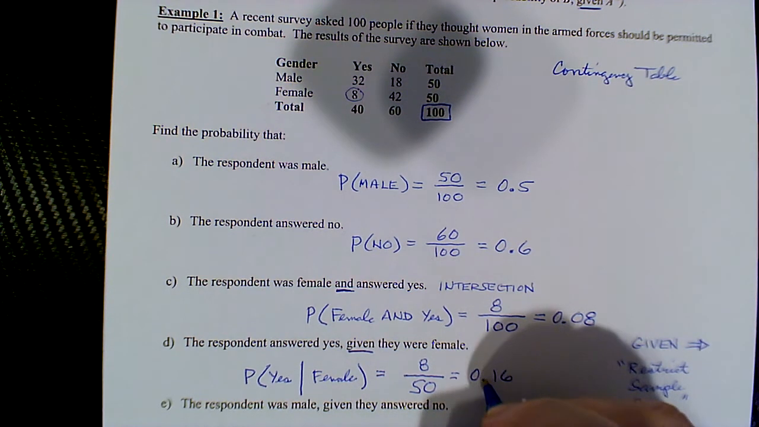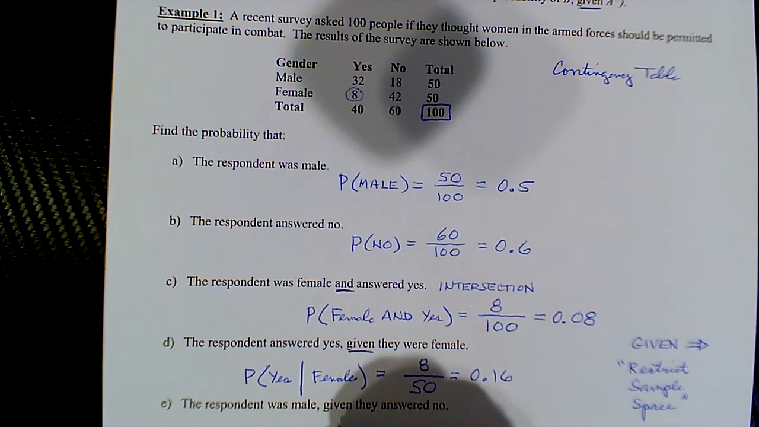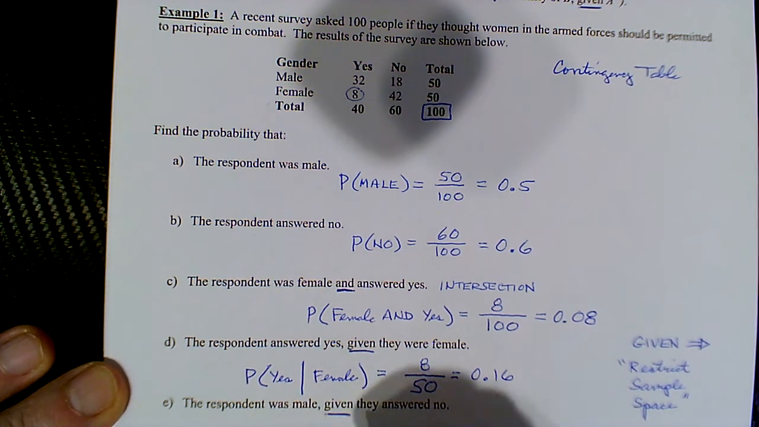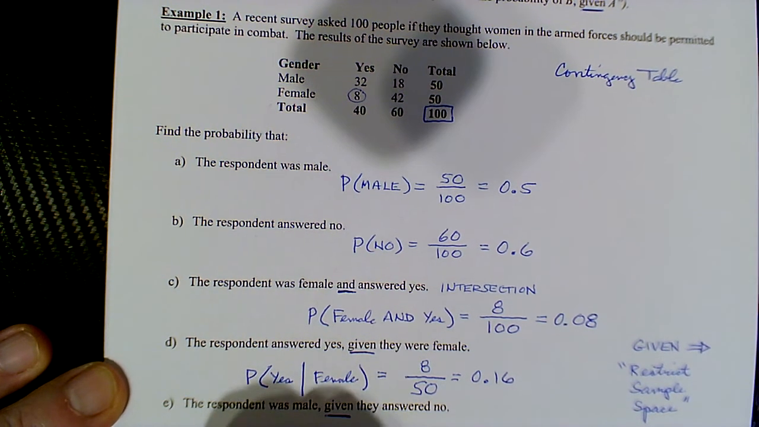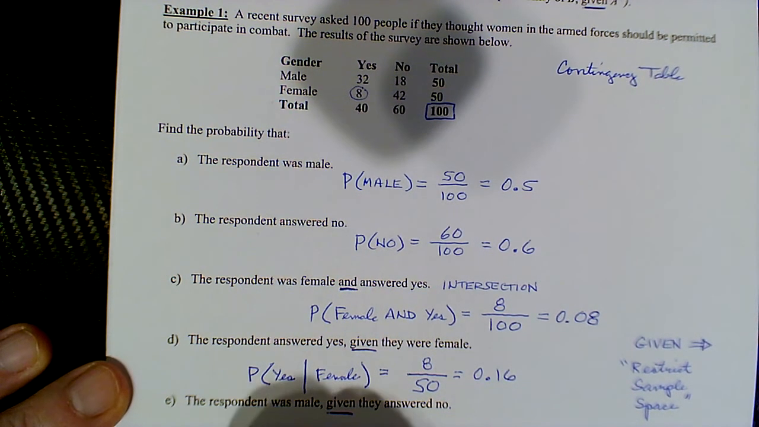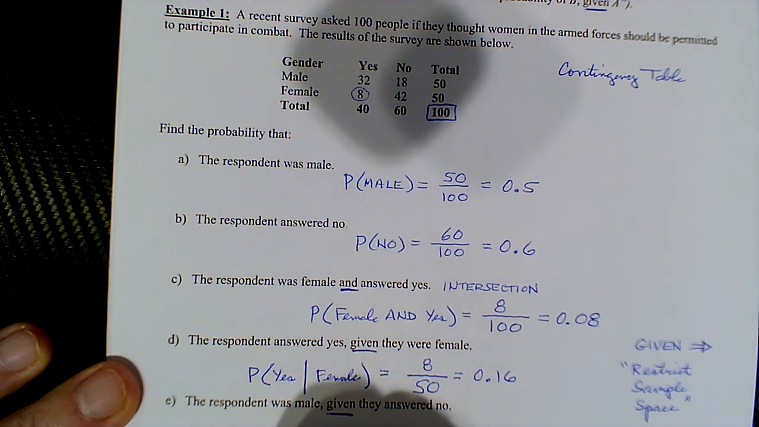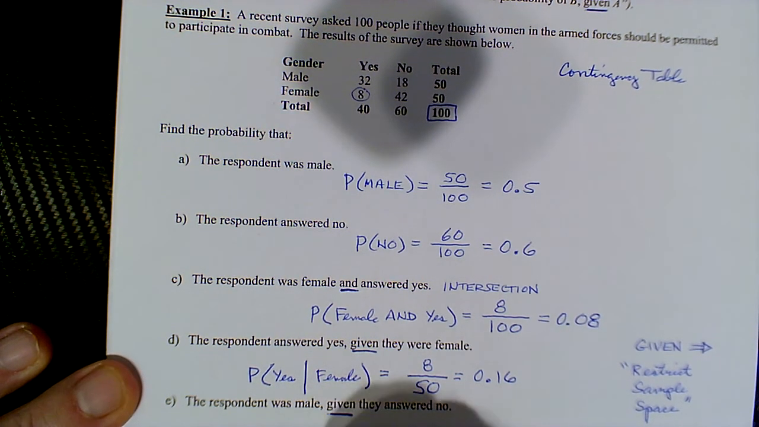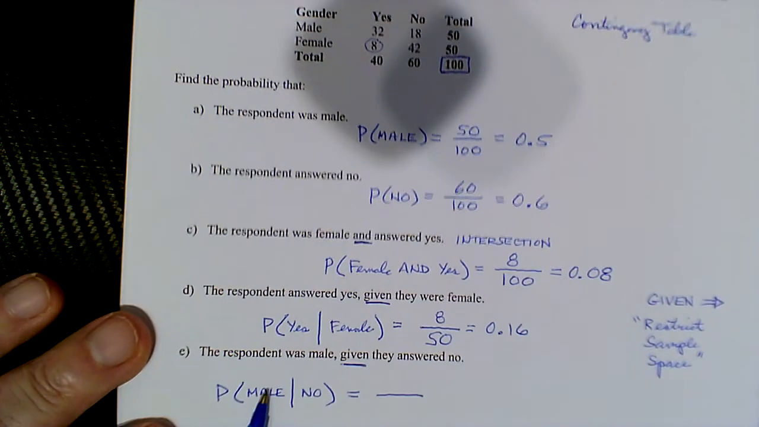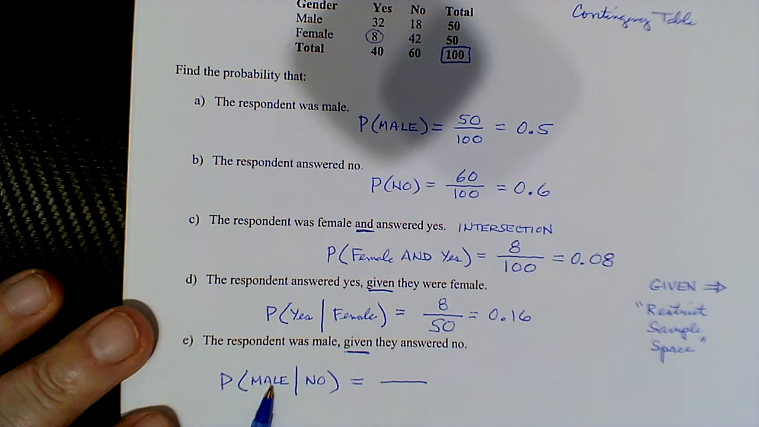That computes to be 0.16. So here's another given. The nice thing about using this notation, if you write it probability of male given they answered no, you can almost think of it as a fraction where the first term is the numerator and the second term is the denominator.